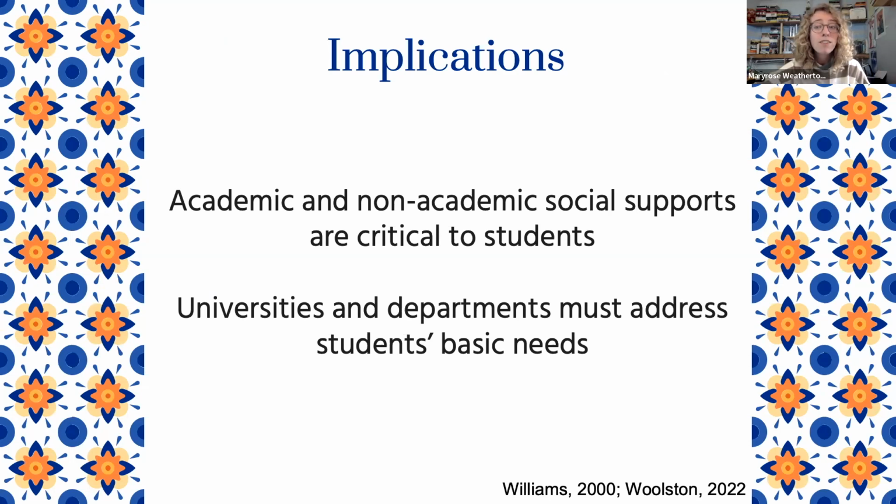So first off, our results show that social support is critical to all of our students, and it's especially important for minoritized students. This suggests that advisors and departments should make a concerted effort to build community strength wherever they can, because building that community strength will help all students, and it will especially help our minoritized students.